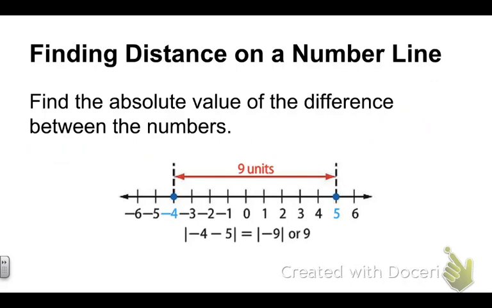So in this example, how far away are negative 4 and positive 5? I need to take negative 4 and subtract 5, and find the absolute value. Same signs, negative 4, negative 5, gives me a negative 9, and the absolute value of negative 9 is 9. If I count all the steps from here to here, it's 9 units.